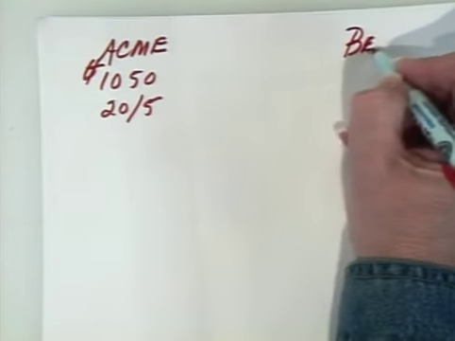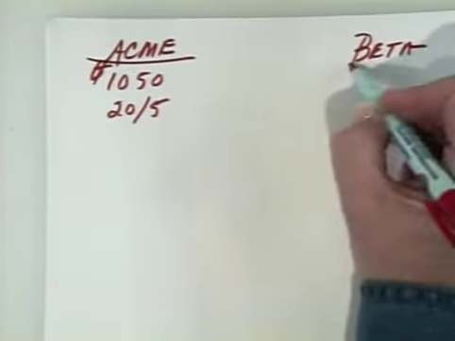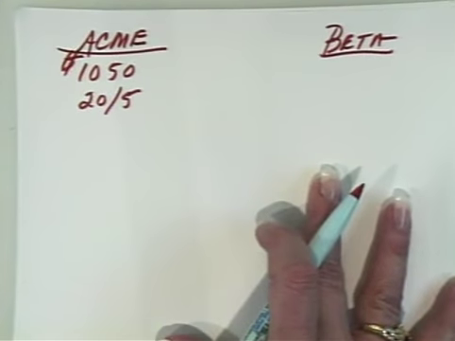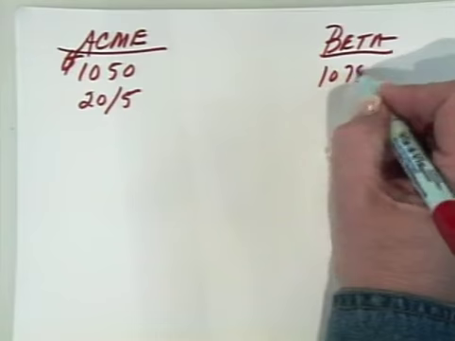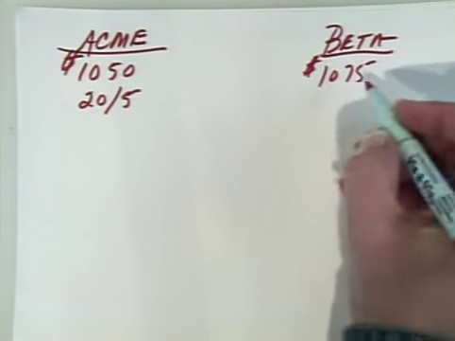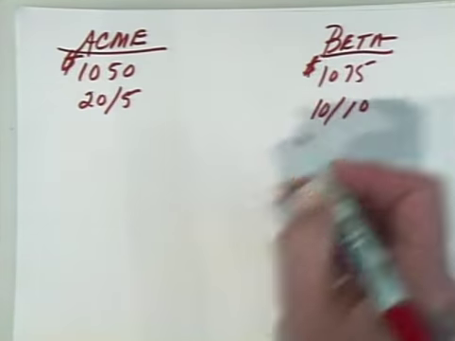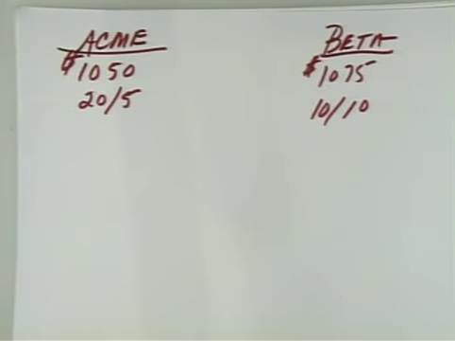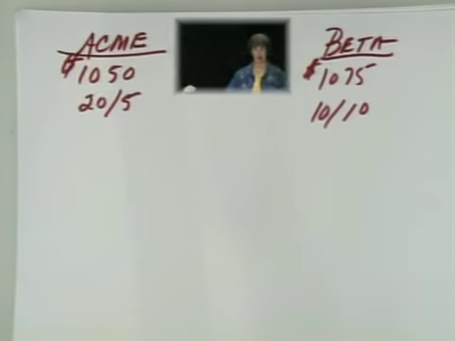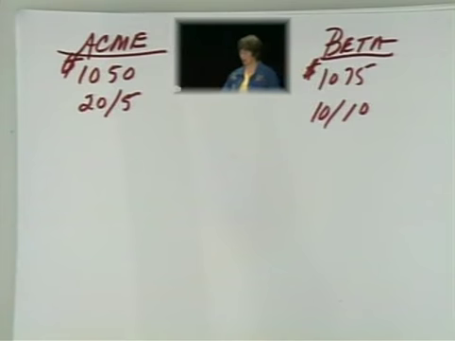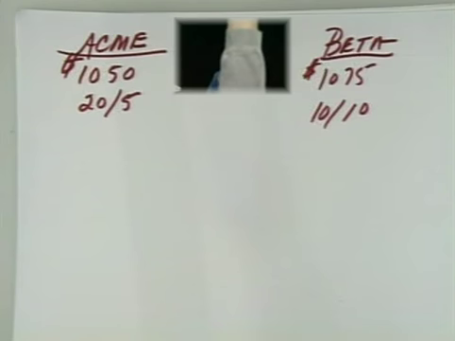New company, Beta, representative is also coming and seeing you, and they're offering you the same item with a trade discount of 10/10. We want to know whose price is cheaper to begin with, and then we want to know what do we have to have for one company to meet the other company's discount.